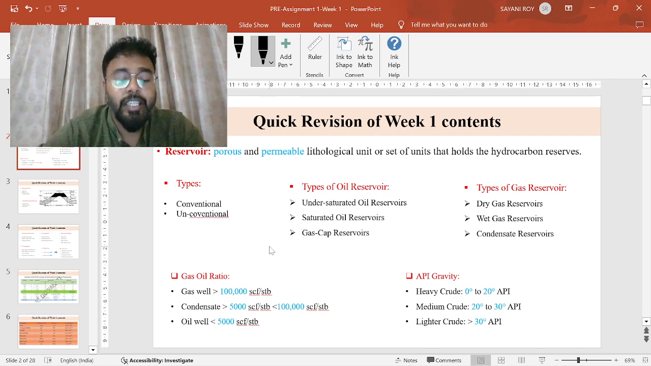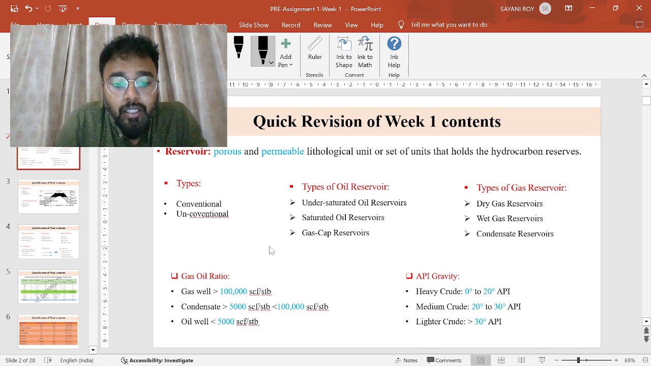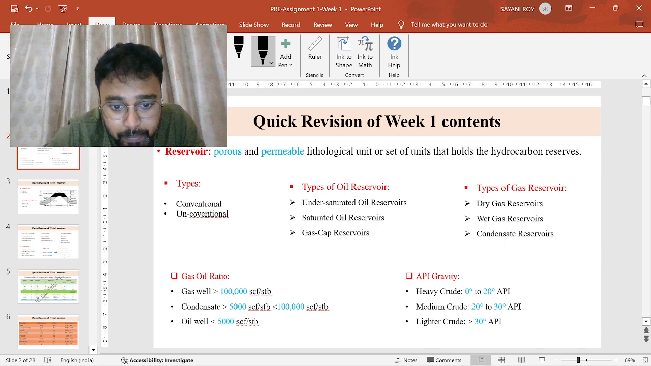Next is gas oil ratio. Gas oil ratio can be defined as the amount of gas that is released per unit of oil. In field units we call it STB, where STB means stock tank barrel, or standard barrel.